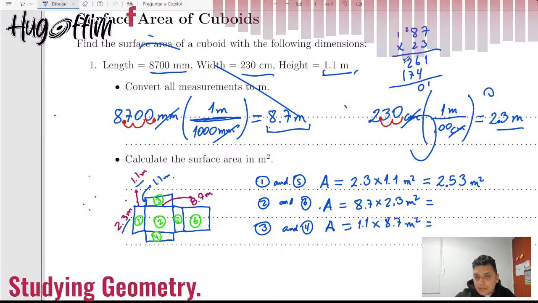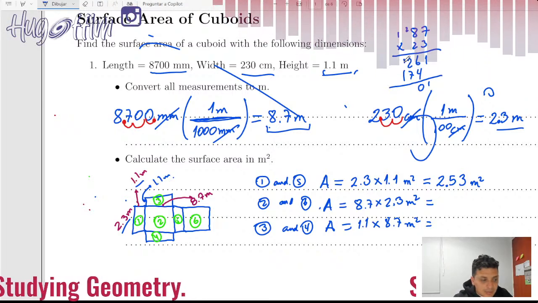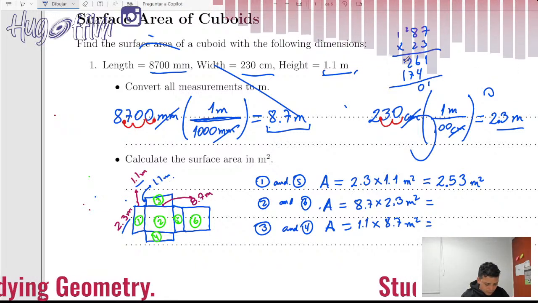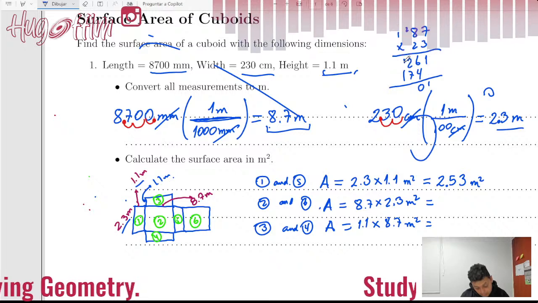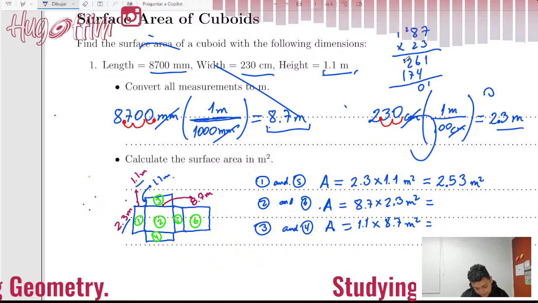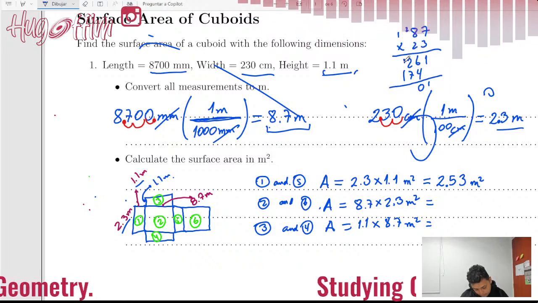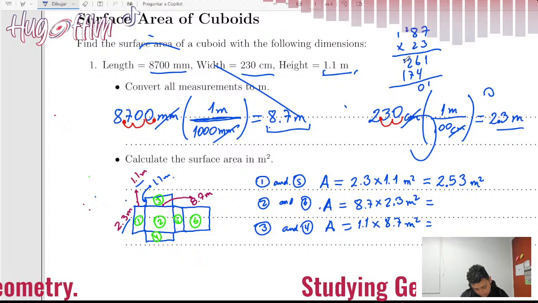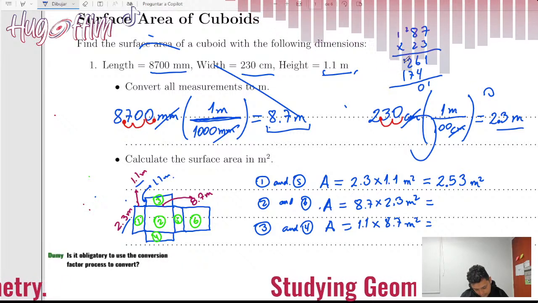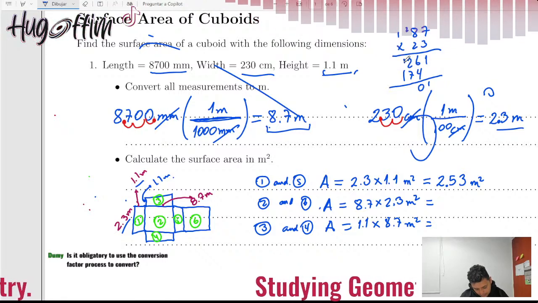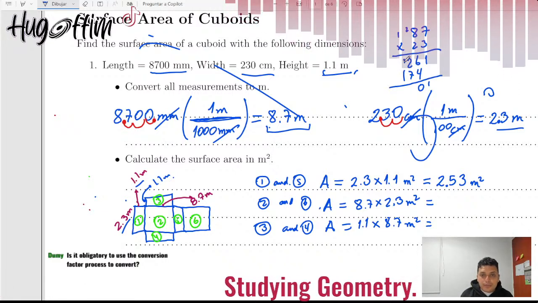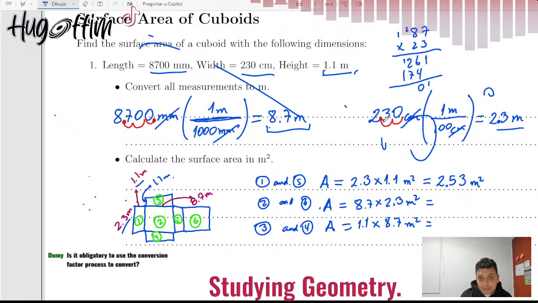So let's get a paper to multiply 8.7 times 2.3. If you did it, it will be excellent if you already did it. But I'm going to do it here. So 8.7 times 2.3: 7 times 3, 21, 10, 2, 20.01. 20.01. That's the answer.